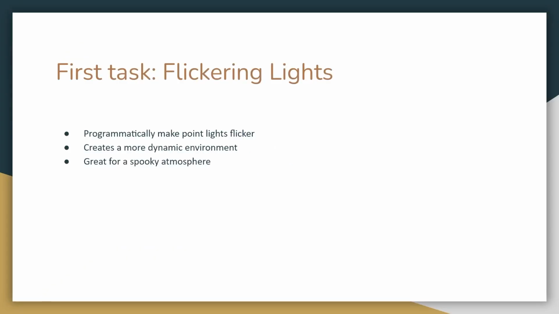So our first task is to make lights flicker programmatically. And this can help create a more dynamic environment, as normally when you put down a point light, it's just there and not moving at all. And this is great for creating more atmosphere, specifically for maybe horror games or games that have a darker environment.